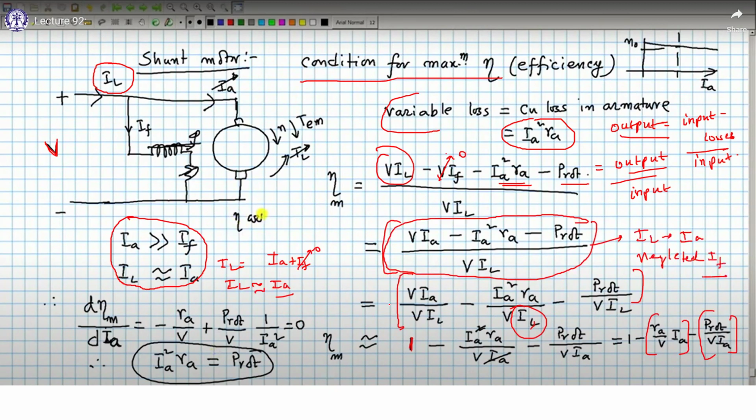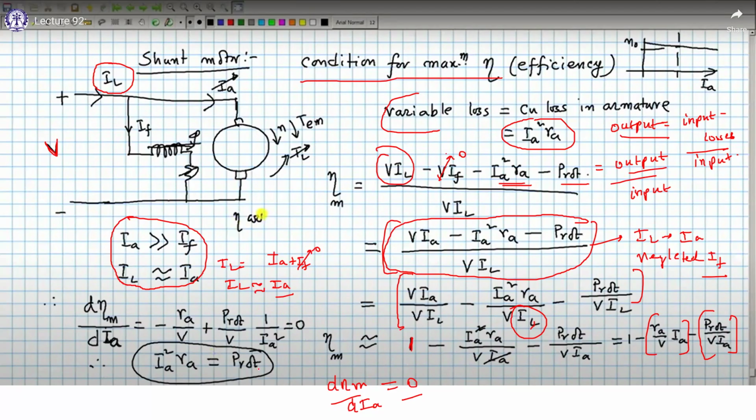So for finding out the efficiency, we need to find the value of armature current for which the efficiency is maximum. We know the condition of maxima: the derivative of efficiency with respect to armature current is 0. It could be maxima or minima, but here we have maxima, so we are setting the derivative to 0.